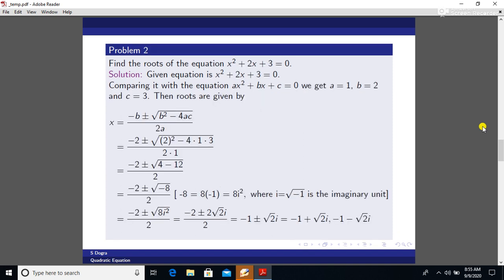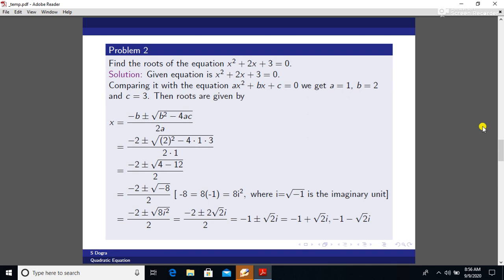Now I come to problem 2. Find the roots of the equation x square plus 2x plus 3 equal to 0. Given equation is x square plus 2x plus 3 equal to 0. Comparing it with the equation ax square plus bx plus c equal to 0, we get a equal to 1, b equal to 2, c equal to 3. The roots are given by x equal to minus b plus minus root over b square minus 4ac by twice a. Now substituting the value of a, b, c, we get x equal to minus 2 plus minus root over minus 8 by 2.